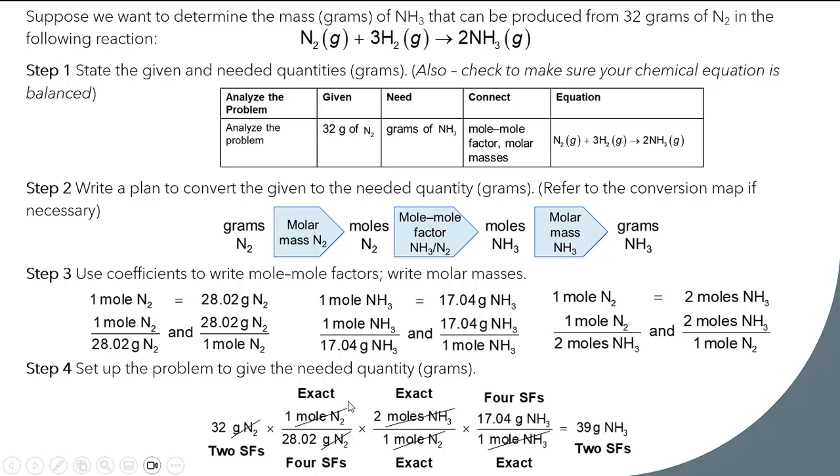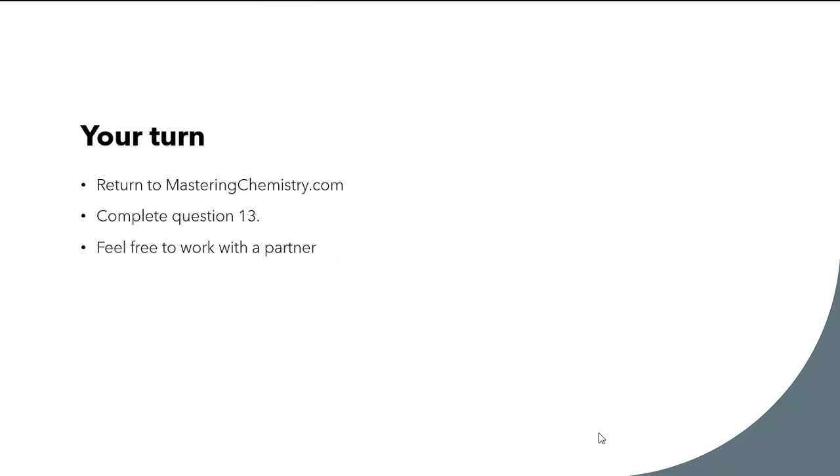Okay? Now all we have to do, once our problem is set up, is plug and chug. So it'd be 32 grams divided by 28.02 times 2 times 17.04 equals 39. Again, making sure all of our units cancel so that our problem is set up right, and we are only left in the units of what we are asked to calculate, which is grams of ammonia. Boom, we are good. All right, so why don't you guys practice this by working question 13 on Mastering Chemistry. When you're ready, return to the lecture.